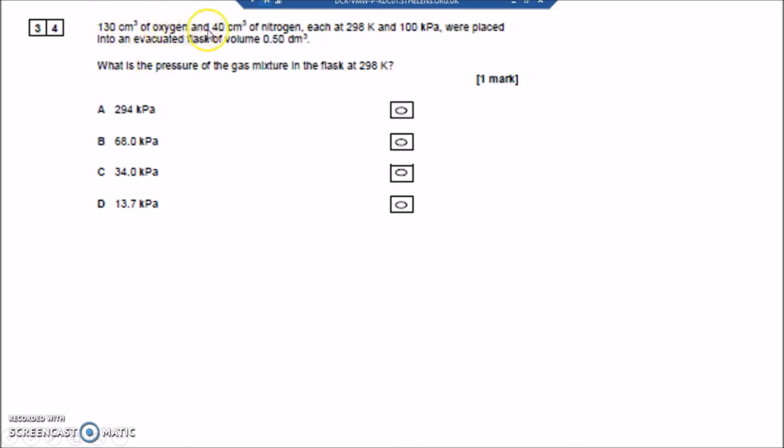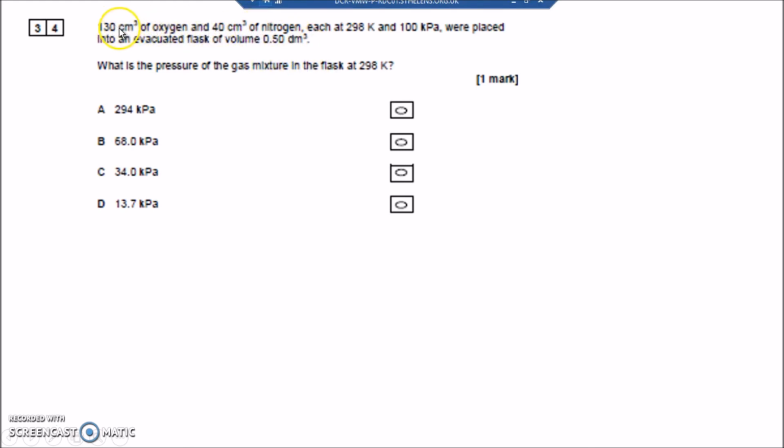130 centimetres cubed of oxygen and 40 centimetre cubes of nitrogen at 298 Kelvin and 100 kilopascal pressure were placed into an evacuated flask. Okay. And what is the pressure of the gas mixture? I've got pressure, I've got volume. I've not got gas constant, interestingly enough. They usually give me the gas constant, but they haven't done in this case, which is very, very rare. But I'm going to have to use PV equals nRT.